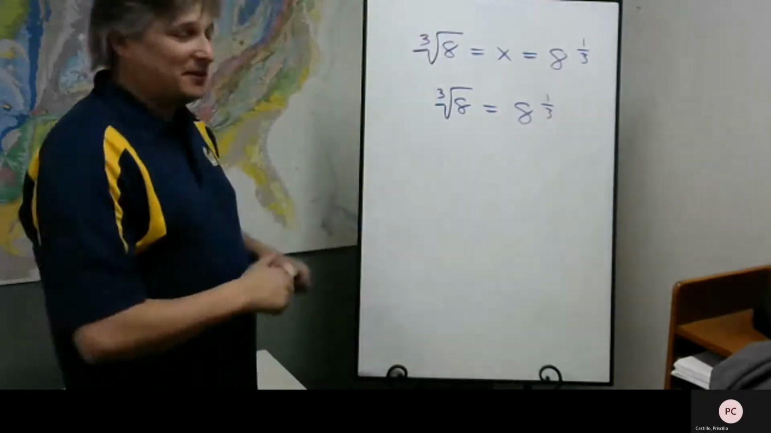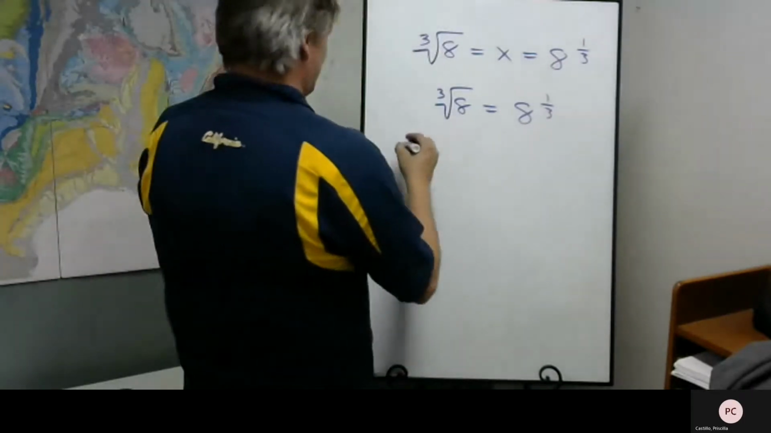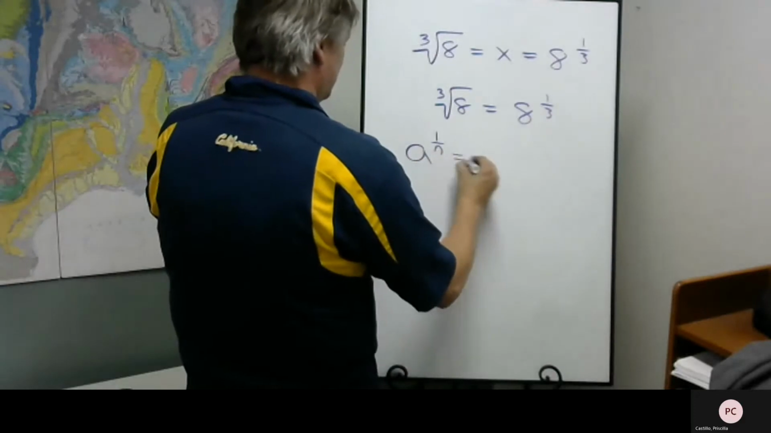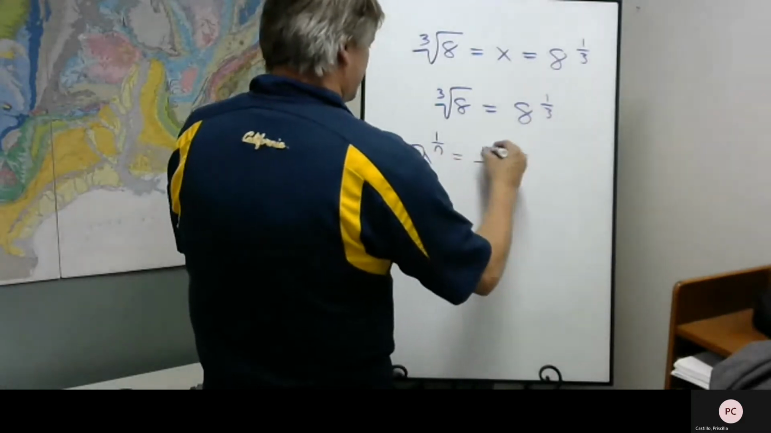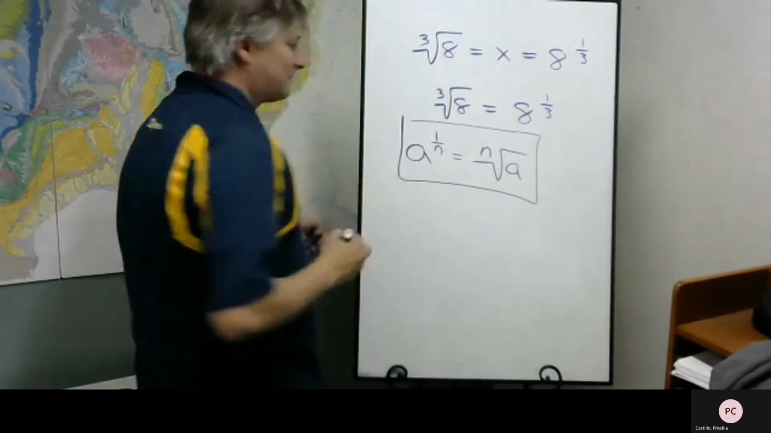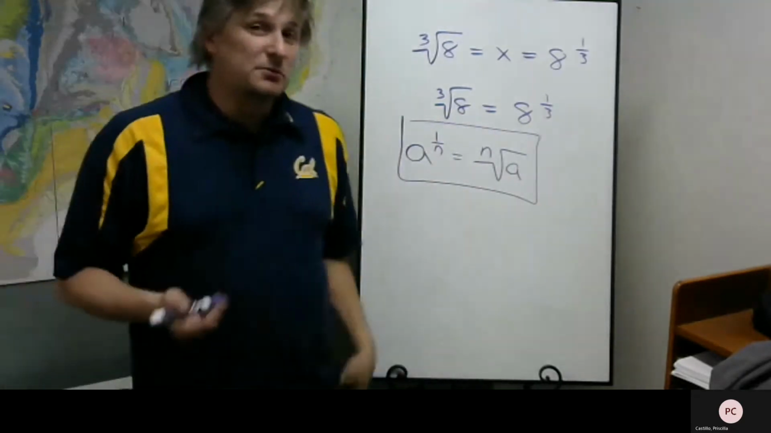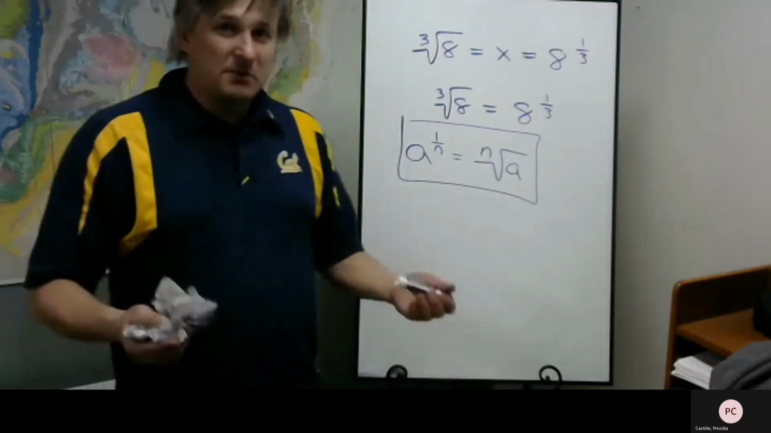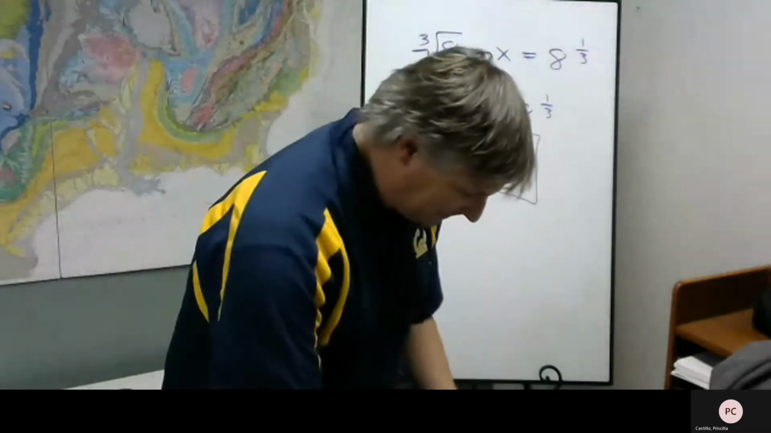So what it says is this. A to the 1 over n is the nth root of a. So that's what these nth roots mean. So let's compute some of these. Let's take a look.